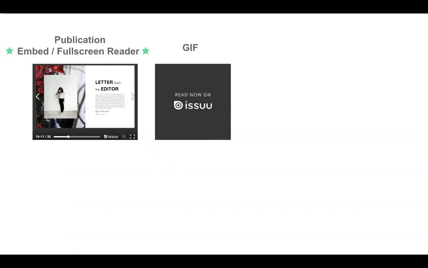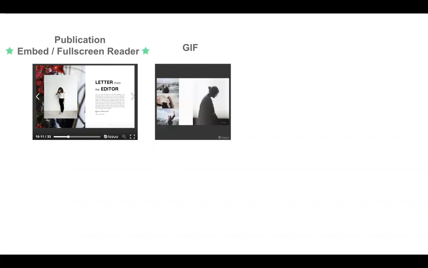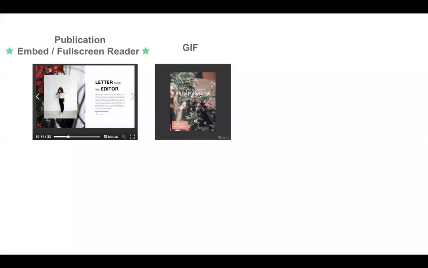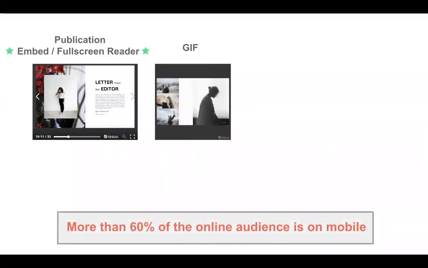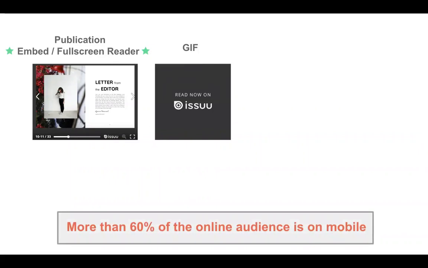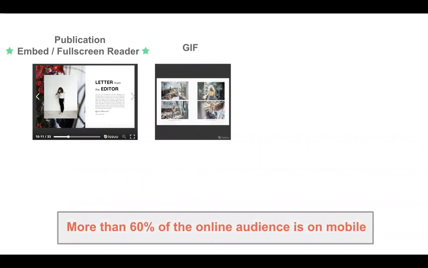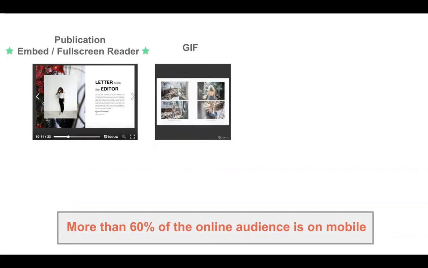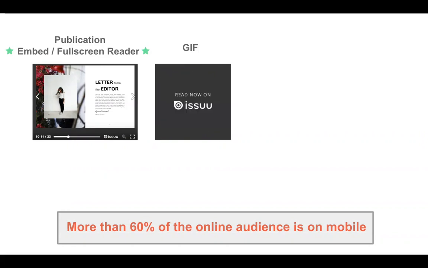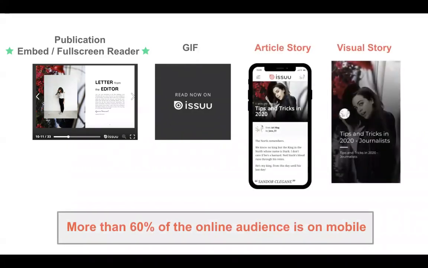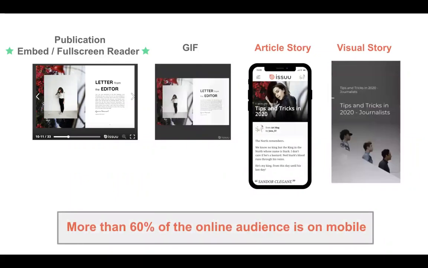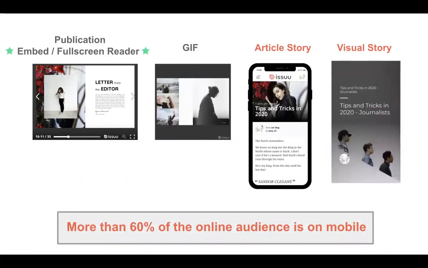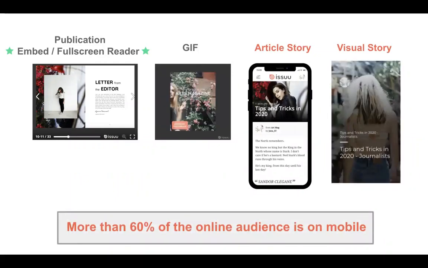But why article stories and visual stories are important, why we think that you should be creating this kind of content, is because more than 60% of the online audience is on mobile. And for these readers, we think it is a good idea to share your content in this kind of format, in the format of article stories and visual stories. So here you can see how the format looks.